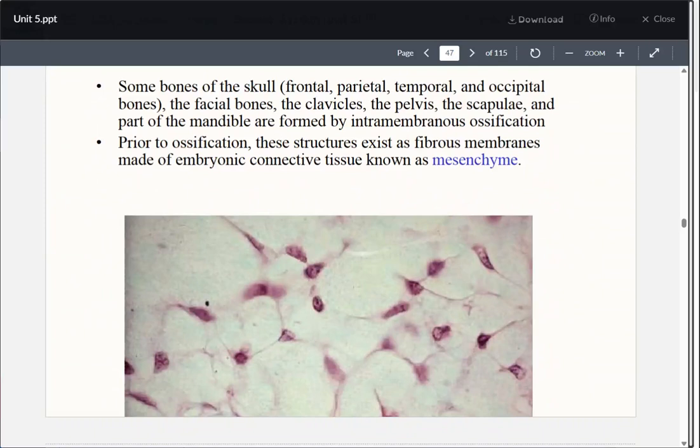Essentially, what happens is that these particular structures are going to be contained within a fibrous membrane made of embryonic connective tissue called mesenchyme. This membrane is going to help the cells form their shape, but it's not hard yet. It is soft, it is squishy. If you've ever held an infant and felt their clavicles or their scapula or their skull, it's soft and squishy. It's because it's not bone yet.